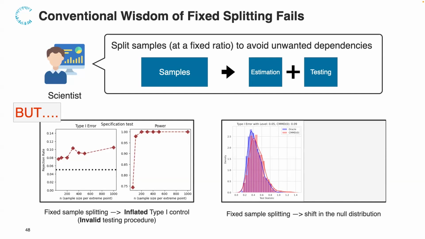Okay, so don't forget the big picture. We need a correct type 1 control to have a valid test. Otherwise, we cannot deploy the test in practice. But we are not getting that, and that is because of the estimation error. So how should we fix it?